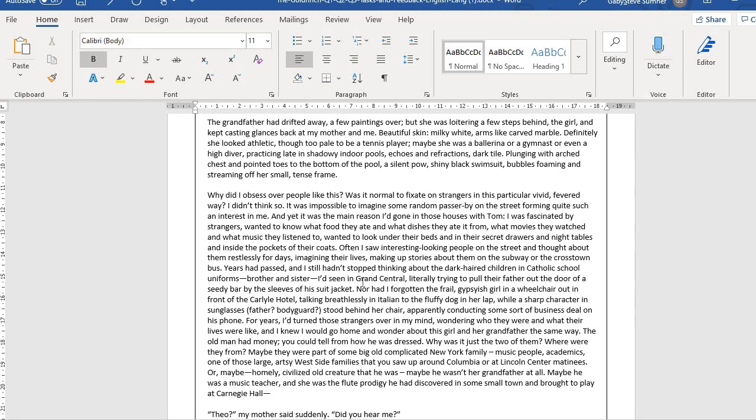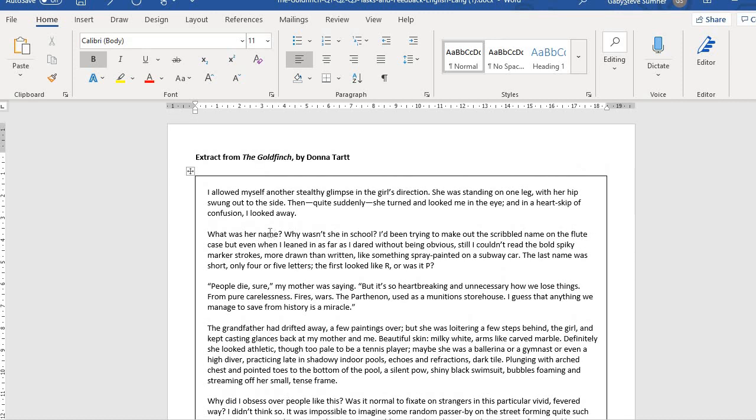So Grand Central Station in the middle of New York, the Carlyle Hotel, the New York family. Columbia is a famous university in New York. The West Side, again, a famous sort of cultural hotspot in America. The Lincoln Center, a large arts place, and Carnegie Hall, a famous music venue.